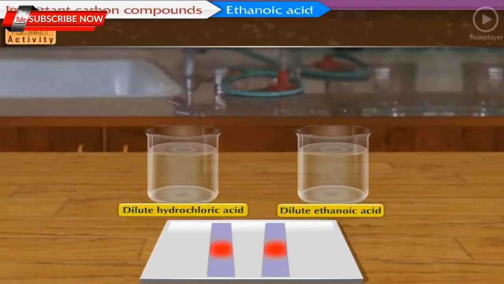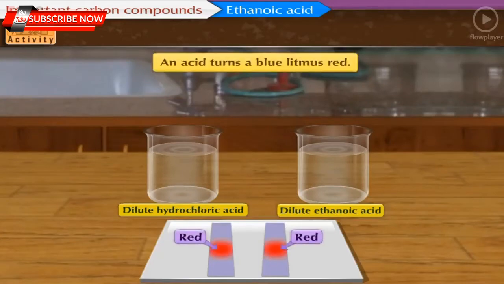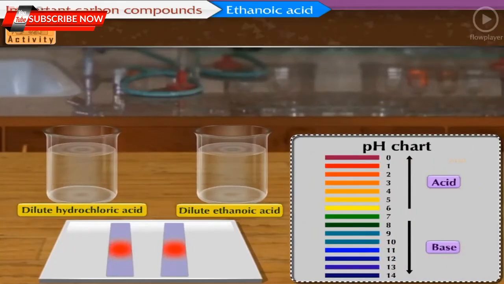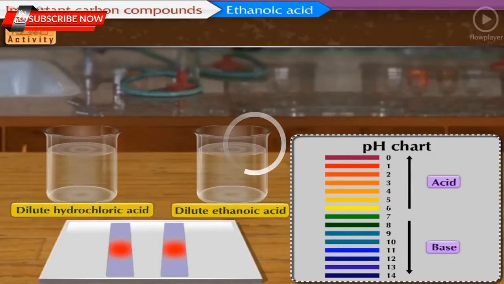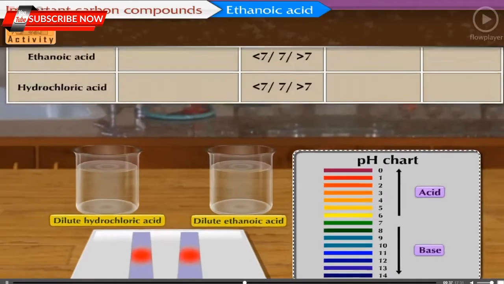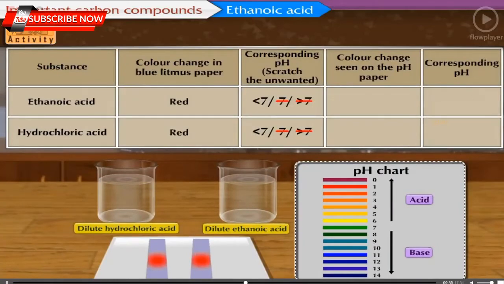We observe that both the litmus papers turn red. We know that an acid turns a blue litmus red. Similarly, we also know that when the pH value is between 0 to 7, the solution is acidic. This means that the pH of both the solutions are between 0 to 7, that is, less than 7. Let us note down our observations in the observation table.